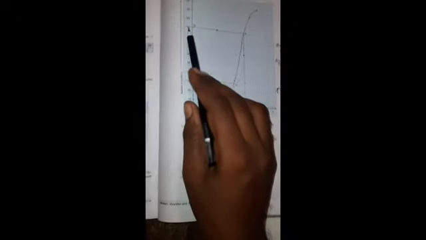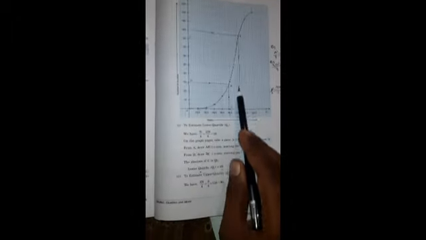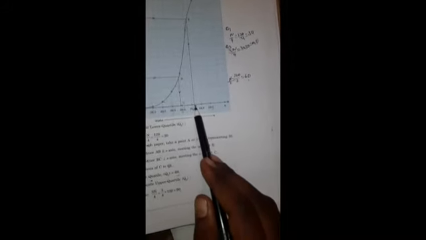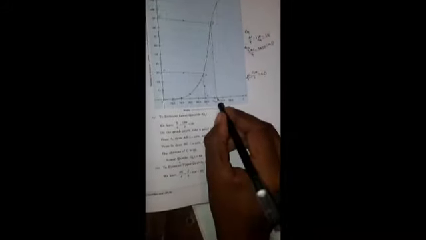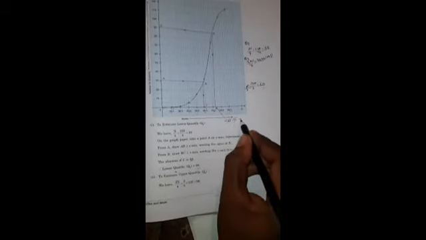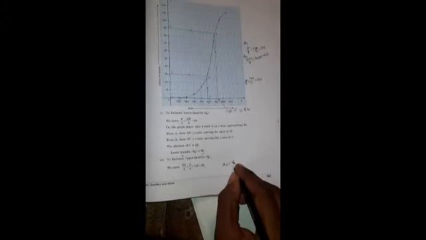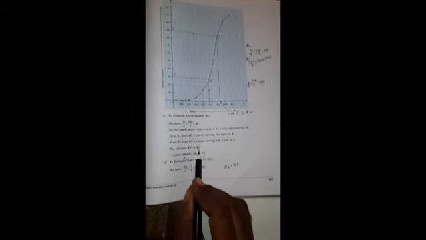At 90 you draw a horizontal line and again a vertical line. You will get 81.5, which is approximately 82. So the Q3 value is 82 and the Q1 value is 68.